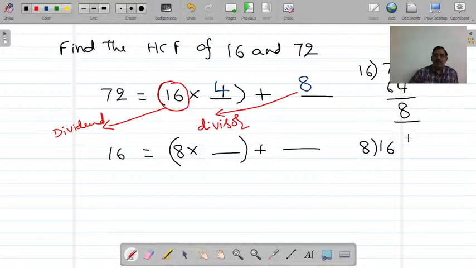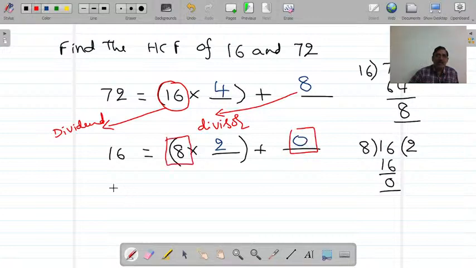Sixteen, you have to divide with 8. 2 8s are 16, remainder 0. So in place of quotient you can write 2, and here this is 0. Now because in this step it is 0, clearly you can say that this is your HCF. So HCF of 16 and 72 is equal to 8.